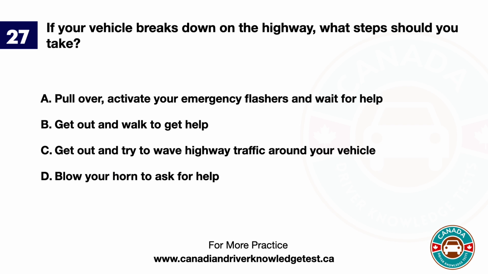Question 27. If your vehicle breaks down on the highway, what steps should you take? A. Pull over, activate your emergency flashers and wait for help. B. Get out and walk to get help. C. Get out and try to wave highway traffic around your vehicle. D. Blow your horn to ask for help. The answer is A. Pull over, activate your emergency flashers, and wait for help.